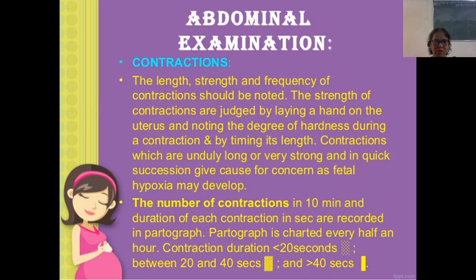Then on the abdominal examination, we have to check the contractions. Yesterday I have told you how to check the contractions. The length, strength and frequency of contractions should be noted. The strength of contractions is judged by laying a hand on the uterus and noting the degree of hardness during a contraction and by timing its length. Contractions which are unduly long and very strong and in quick succession give cause for concern as fetal hypoxia may develop. And the number of contractions in 10 minutes has to be recorded. So I told you in the partograph how to record.